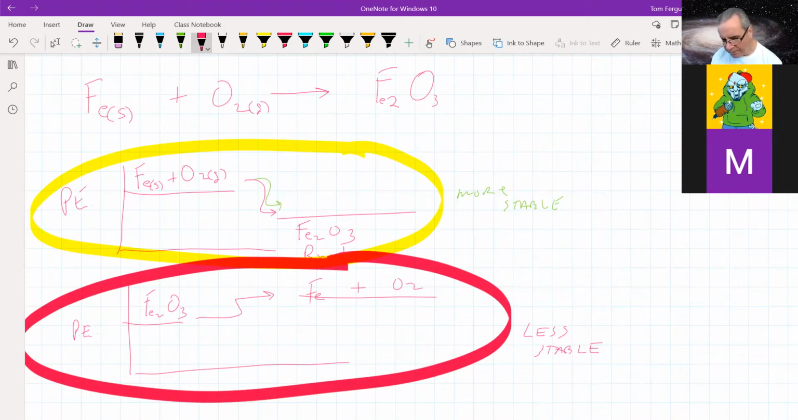Does that example help? I forgot to ask the question. I did, and it does, yes. Okay, cool.